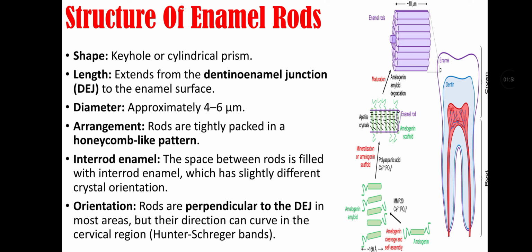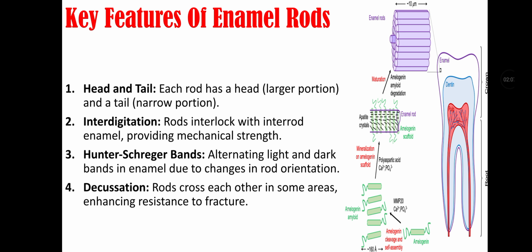Rods are perpendicular to the dentino-enamel junction in most areas, but their direction can curve in the cervical regions, like Hunter-Schreger bands. Key features of enamel rods. First is their head and tail, as each rod has a head that is the larger portion and a tail that is the narrow portion. Interdigitation. Rods interlock with interrod enamel, providing mechanical strength. Hunter-Schreger bands are the alternating light and dark bands in enamel due to changes in rod orientation.